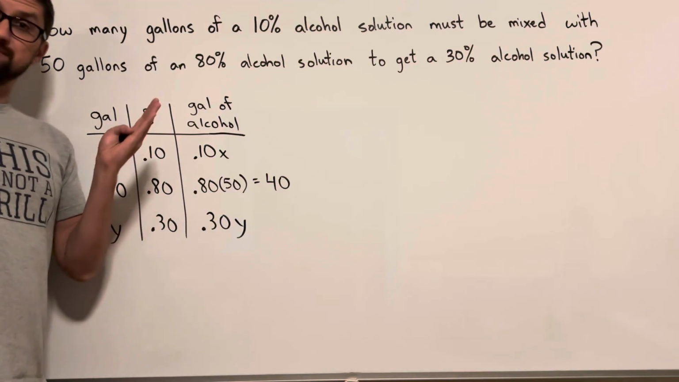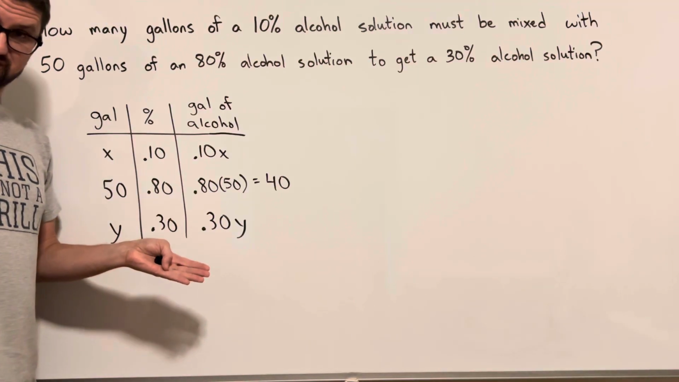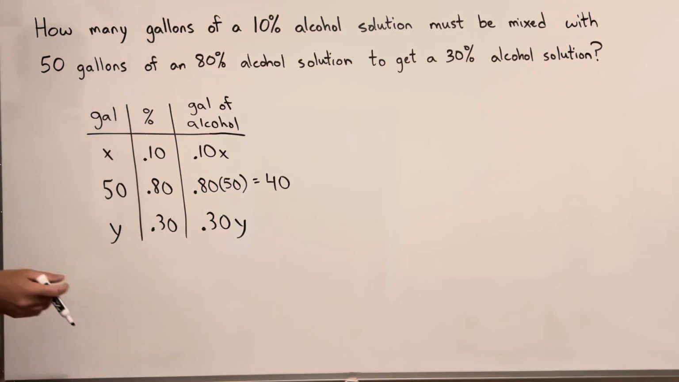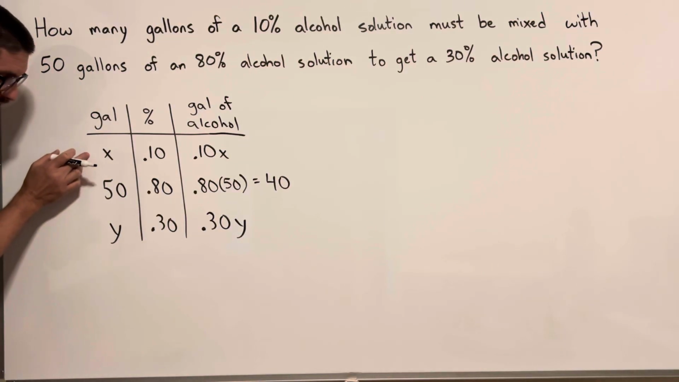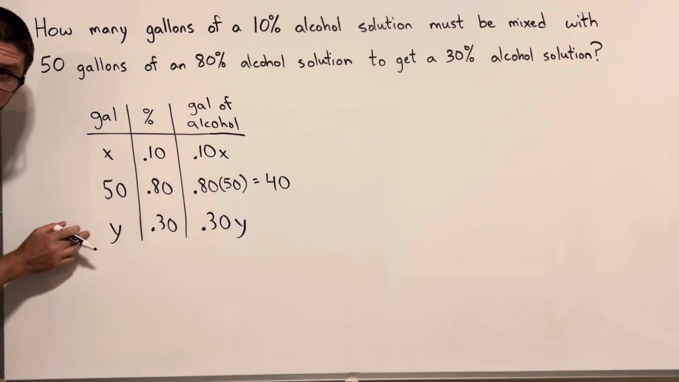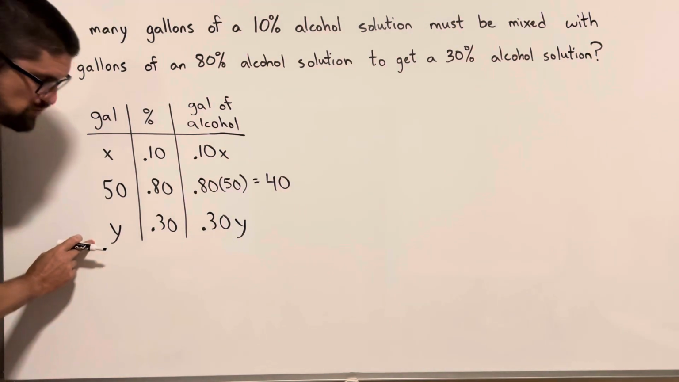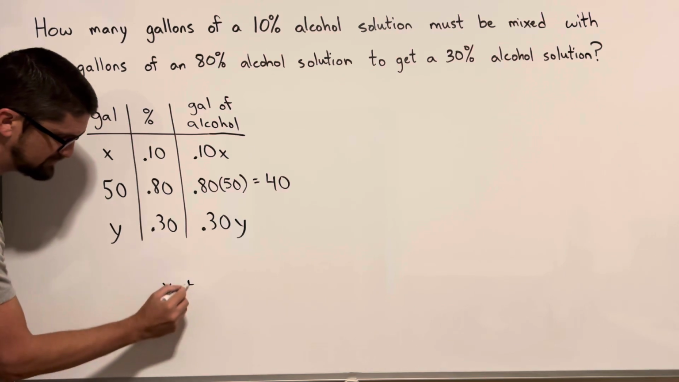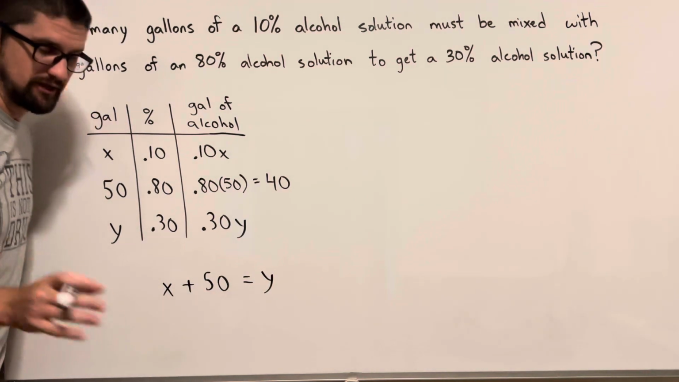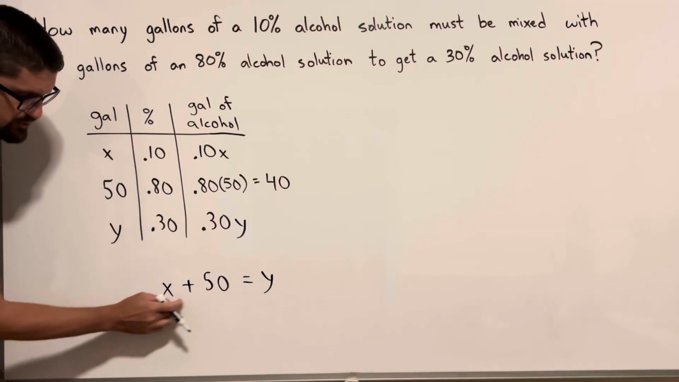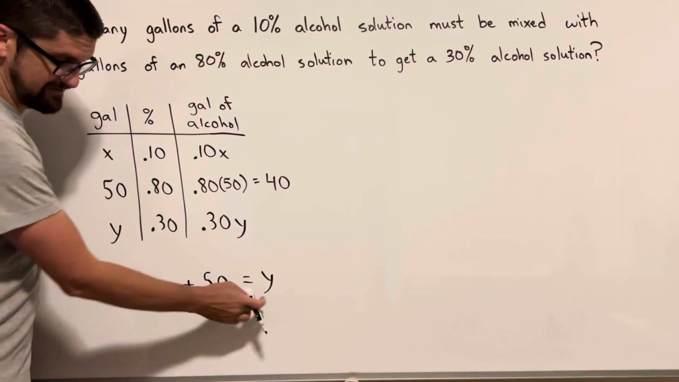What I'm going to do now is write a system of equations so that I can solve for what I'm looking for. The first equation you can do is like an overall balance. I'm mixing together X gallons with 50 gallons to get Y gallons. So X plus 50 equals Y. I'm not spilling anything, so these two have to add up to the final gallons of the final mixture, Y.